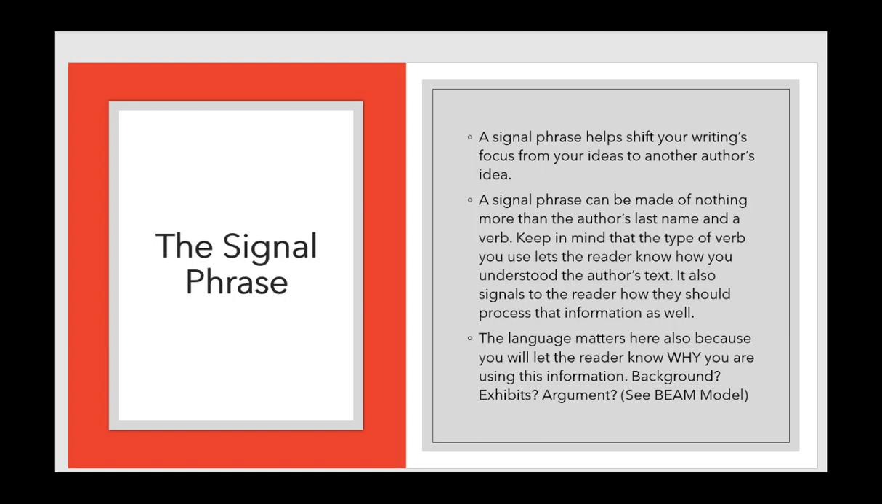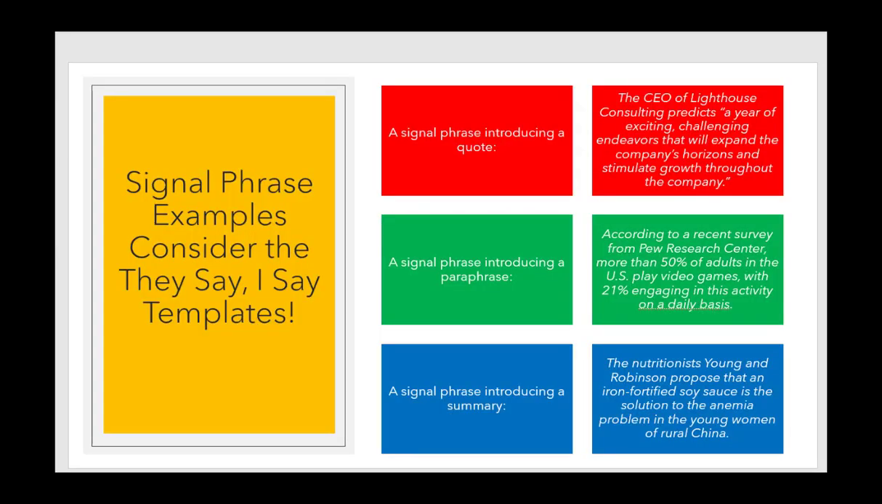Finally, the language matters, as I said before. So as an example for signal phrase, and I'm just going to jump ahead a moment, here is what a signal phrase might look like for a quotation, a paraphrase, and a summary. For the first signal phrase, we have: the CEO of Lighthouse Consulting predicts, quote, a year of exciting, challenging endeavors that will expand the company's horizons and stimulate growth throughout the company. We've just introduced a direct quotation, right? But what we also did is say what the CEO did or means by that. So they've created a prediction, right?